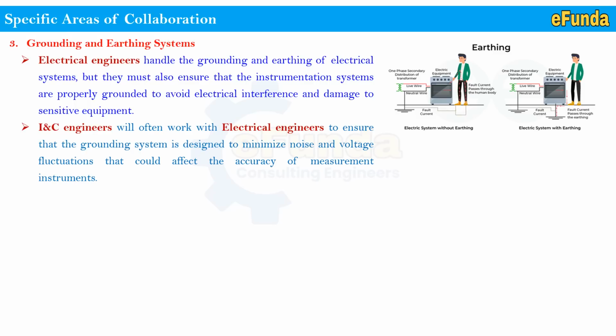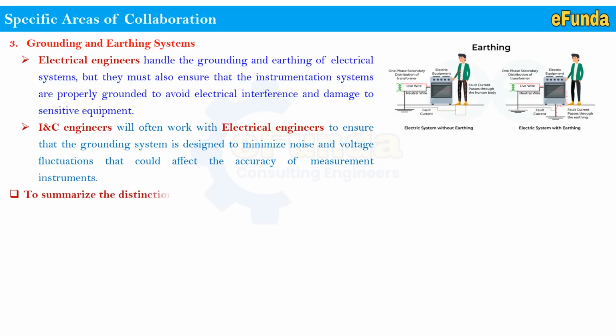In the first figure, where the electric system without earthing is shown, the one phase secondary distribution transformer, that is live wire, and the neutral wire are connected to electric equipment, and then a person is standing where the fault current passes through the human body, and this fault current is connected to the grounding. Earthing system with earthing: the one phase secondary distribution of a transformer, live wire and neutral are connected to the electric equipment, and then the fault current passes through the earthing going to the grounding. This is called the real grounding.